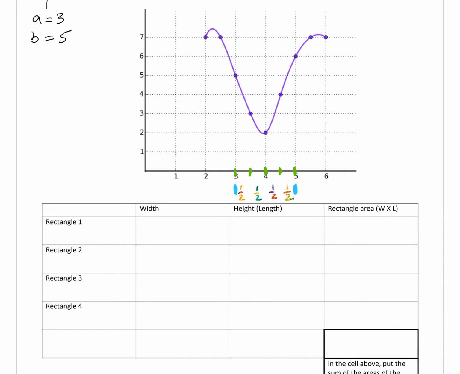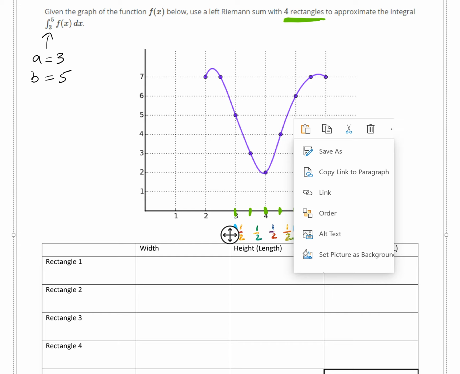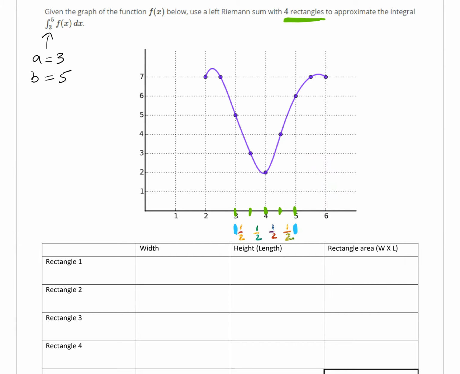So just to recap and summarize where we're at and what you always do. You look at your a and your b, and that determines the interval on the x-axis you're looking at. Then you look for your number of rectangles and divide that interval up into that many equal parts, and figure out the length of each of those sub-intervals within the interval from 3 to 5. Once you divide that up into 4 equal parts, each of those intervals marked by the green marks is 1/2 on the x-axis. So far, so good.